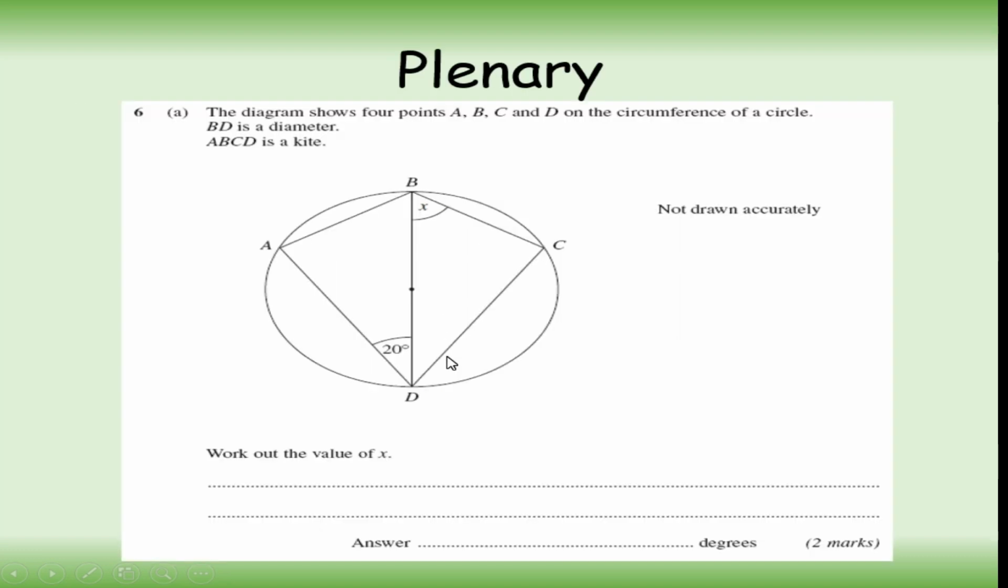Now the diagram below shows points A, B, and C on the circumference of a circle. BD is a diameter. Let's try to get this. So this is your work. Try it and come back and check the result.